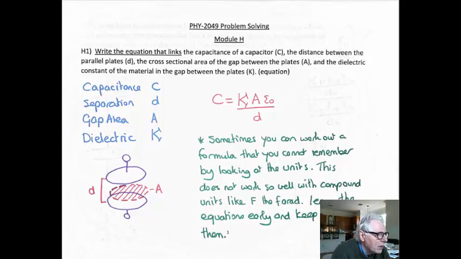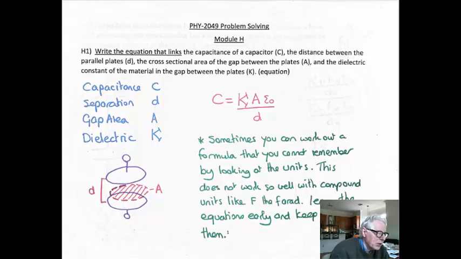So write the equation that links the capacitance of a capacitor, the distance between the parallel plates, the cross-sectional area of the gap between the plates, and the dielectric constant of the material in the gap between the plates. In there, I'm trying to build a picture and ask you a question. In this case, I put down the common symbols for capacitor, area, distance between the plates. I needn't do that. I could just use words.